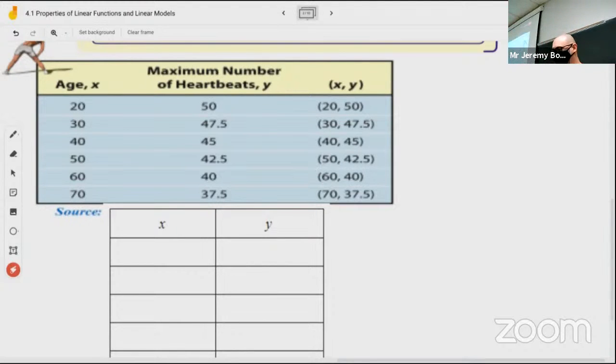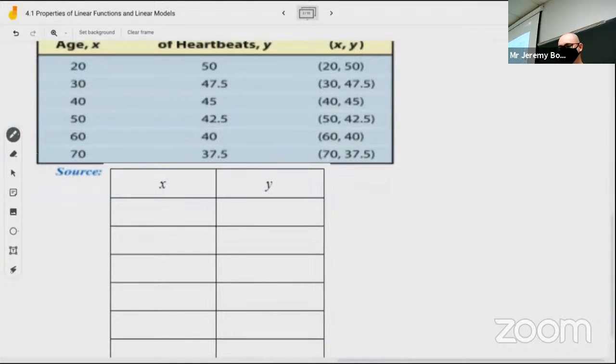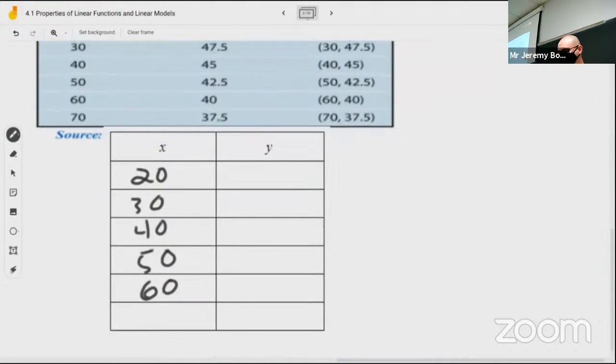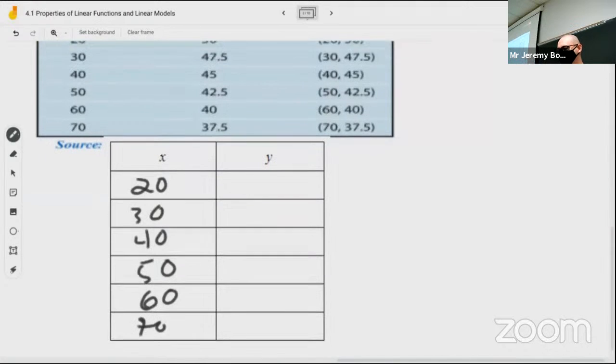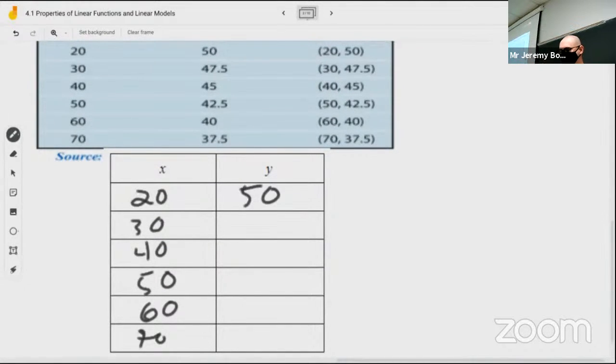Now, sometimes they'll skip one. Like they wouldn't have the 50 here, and that's when it gets a little more difficult. So let's write this one out. I made this little chart right here because this is how I like to do it. Their chart's got too much going on. So we got 20, 30, 40, 50, 60, and 70. And then it was 50, 47.5, 45, 42.5, 40, and 37.5.